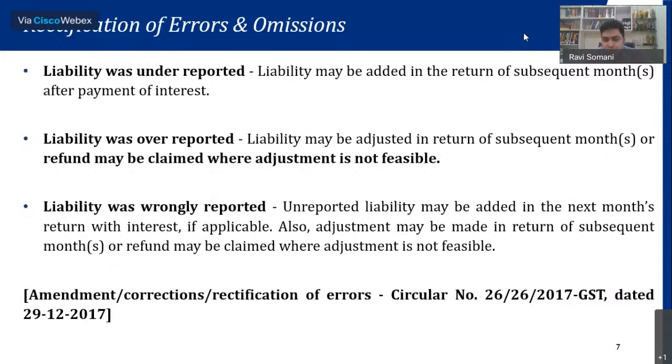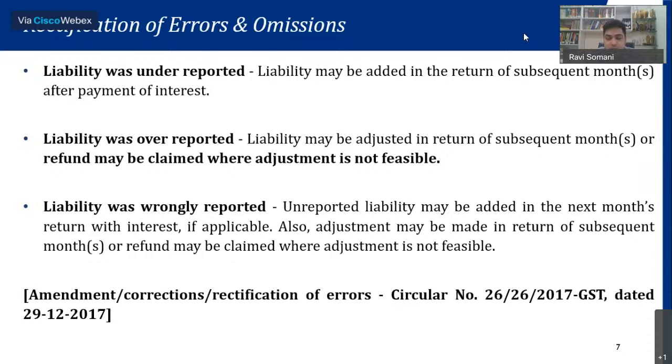So now circular number 26, this is exactly what circular number 26 says. If there is any liability underreported, liability may be added in the return of subsequent months after payment of interest. Now here, it doesn't say that it must be restricted to September of the next financial year and all that thing. If there is liability overreported, you either claim refund or adjustment where feasible. Now, let me tell you, adjustment where feasible, very important for us to understand.